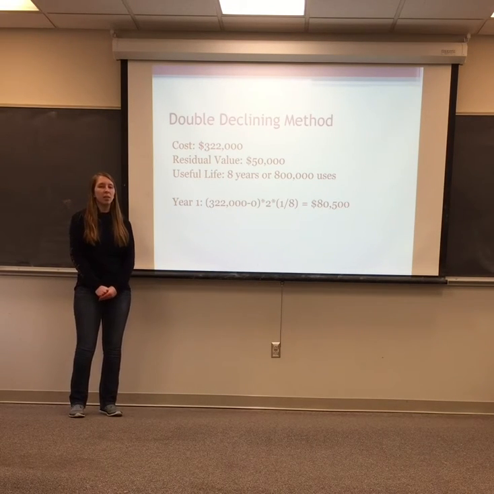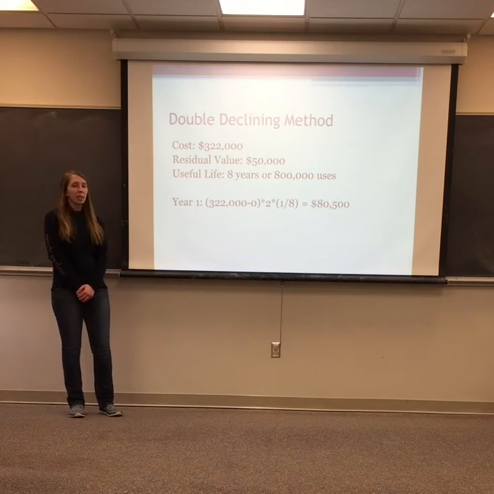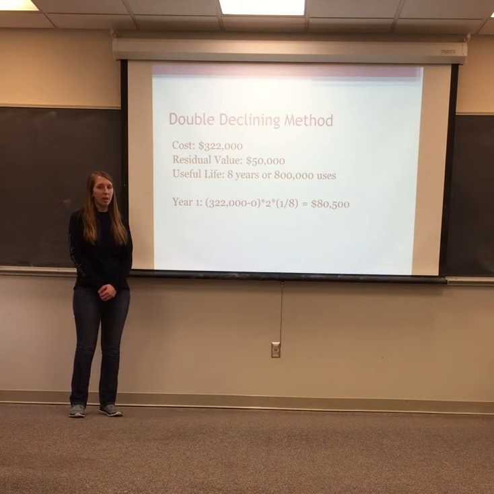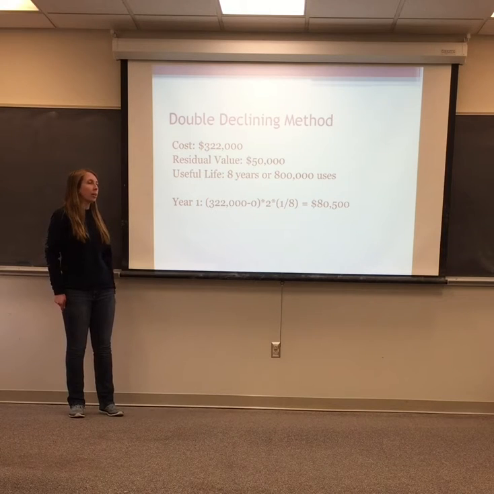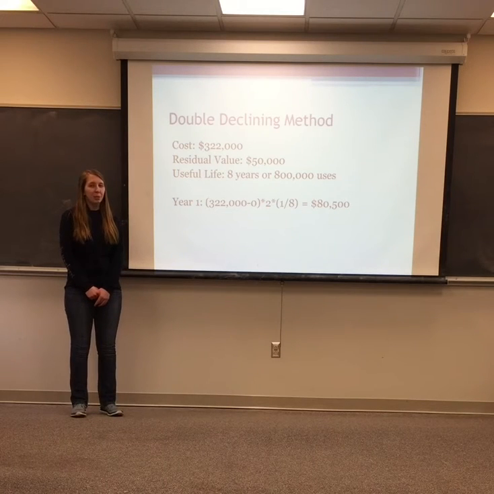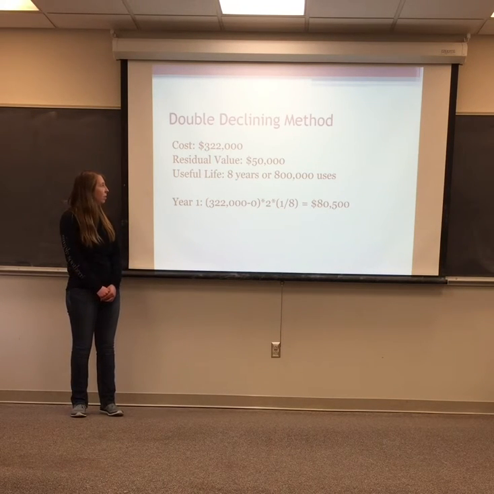Our final method to talk about is the double declining method. This calculation is a little different than the other two because it does not use residual value in its calculation. So for our calculation, you take your total cost minus accumulated depreciation, multiply it by 2, hence the name double declining method, and multiply that number by 1 over your useful life in years.